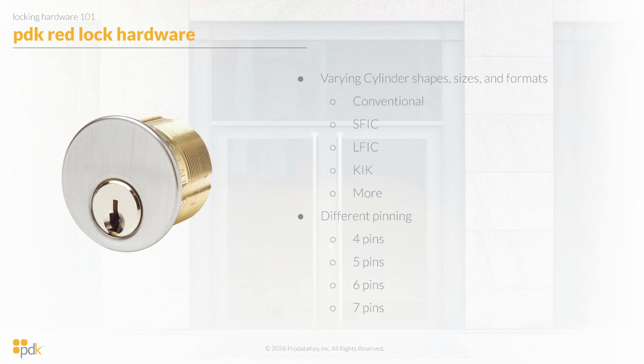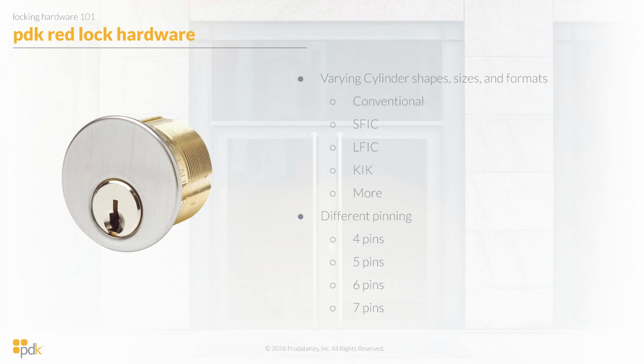Now, a separate item with this is the pinning. So the pinning is going to be how many pins are inside of the cylinder itself. So in other words, how many little notches are on your key. As covered in that previous page, the red wireless locks utilize 6 pins. So if you look at one of the keys from a red lock, you can identify 6 distinct places where the pins will rest on the key.